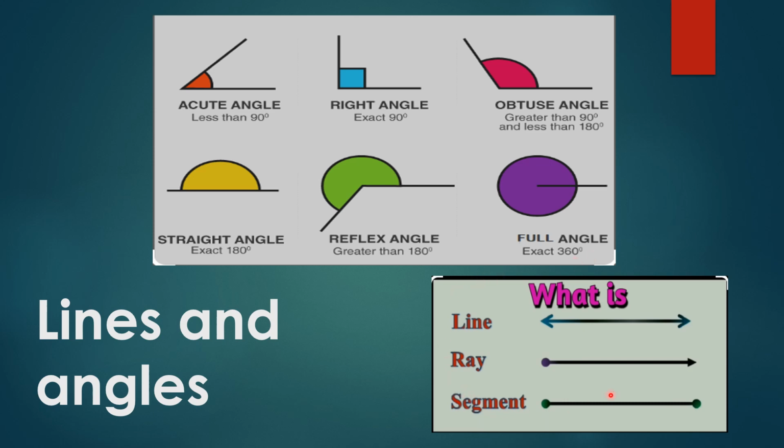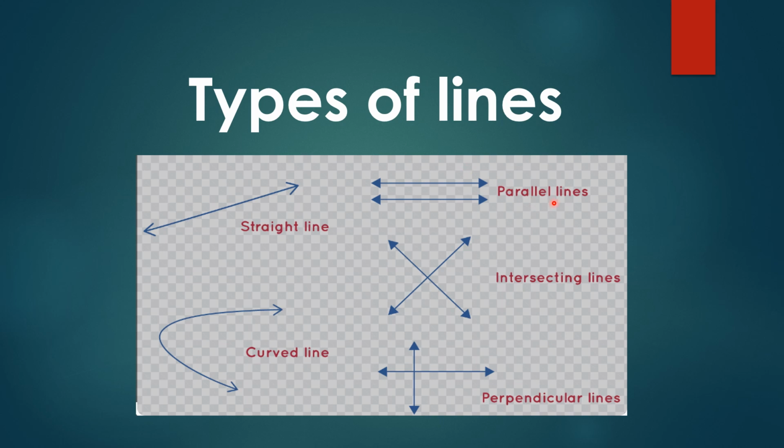And we are going to study about different types of line, which is line, what is ray, what is segment, and next slide. So these are some types of lines, like we have parallel lines. So lines which are equidistant from each other are called parallel lines. This is a straight line. Then we have intersecting lines when two lines are cutting or there is a point of intersection here. This is called curved line, and this is a perpendicular line.